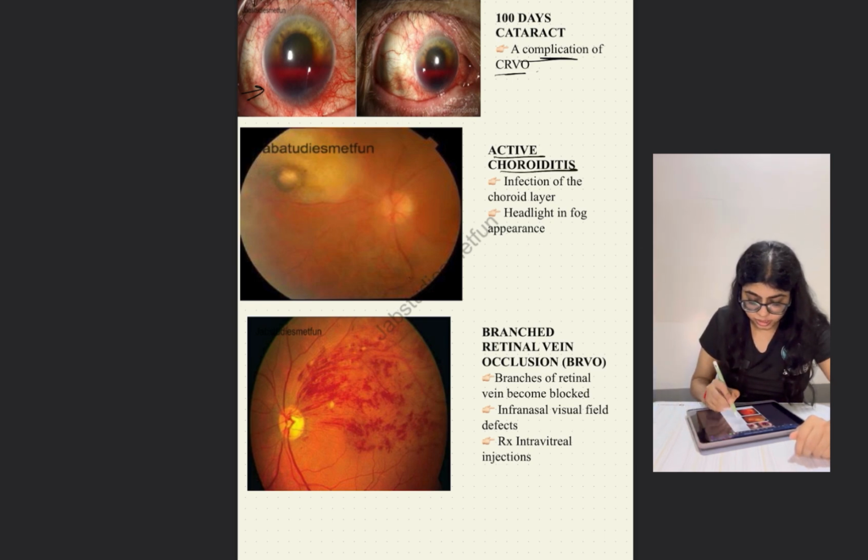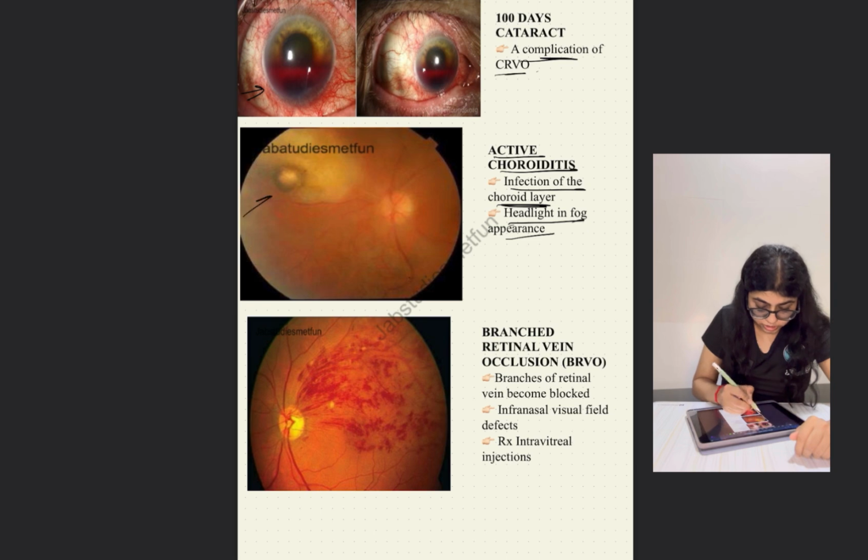Active choroiditis. It is the infection of the choroid layer of the eye. There is a headlight in fog appearance. Over here, there is a headlight in fog appearance. Please don't confuse it for the egg yolk appearance.